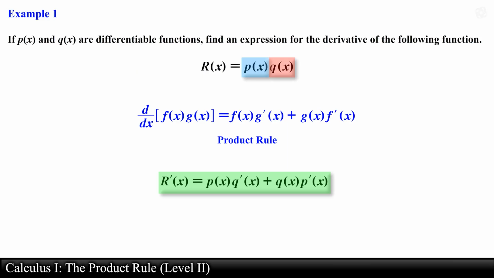If we knew what p of x and q of x was equal to, we would still find the derivative in this manner. All we are doing here is finding an expression for the derivative of r of x, which was defined by two distinct functions, p of x and q of x. If we knew what p of x and q of x were equal to, then we would just substitute them into our expression. In this case, we just want a general expression for the derivative.